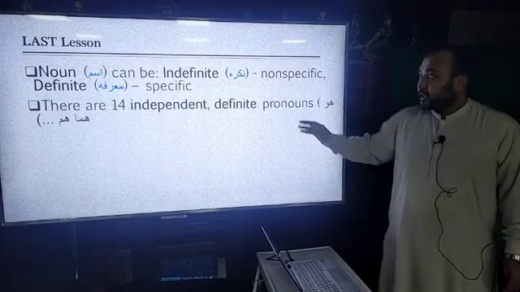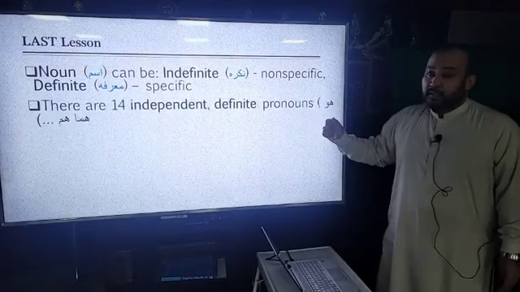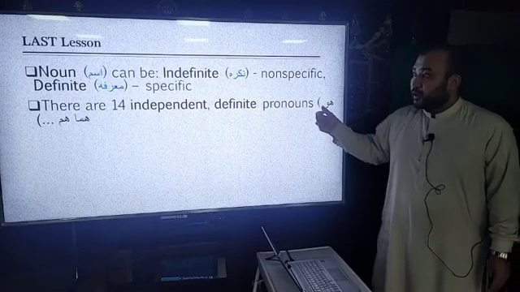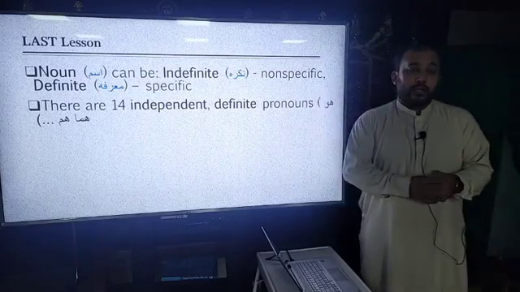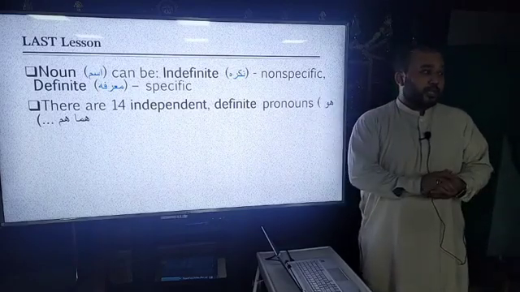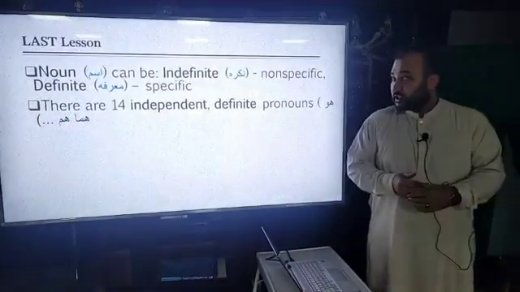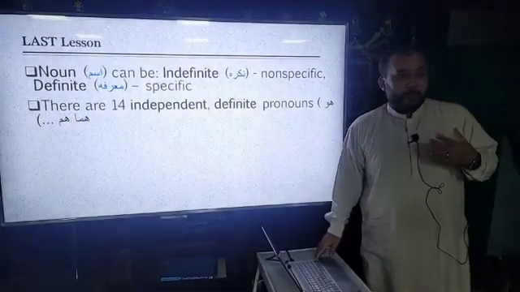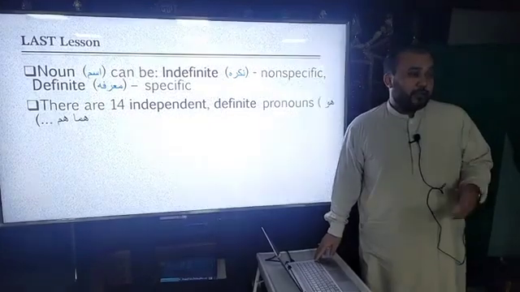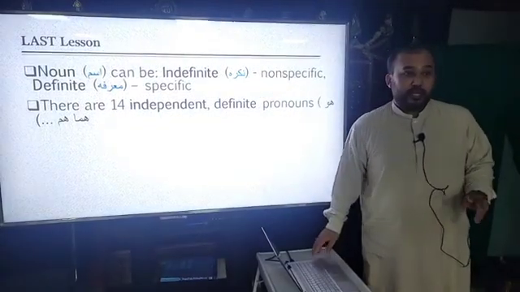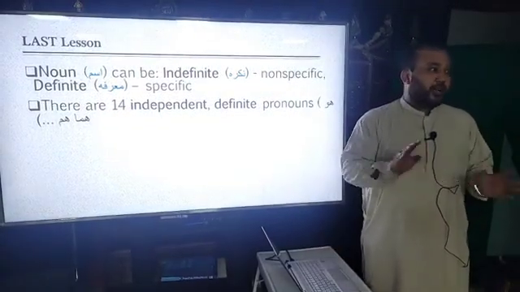There are 14 independent definite pronouns that we looked at, huwa, huma, hum, and so on. And we said that those are used later on in terms of conjugations in the verb, in fi'l, but we're going to look into them in more detail, how we do the conjugation and how we connect them.